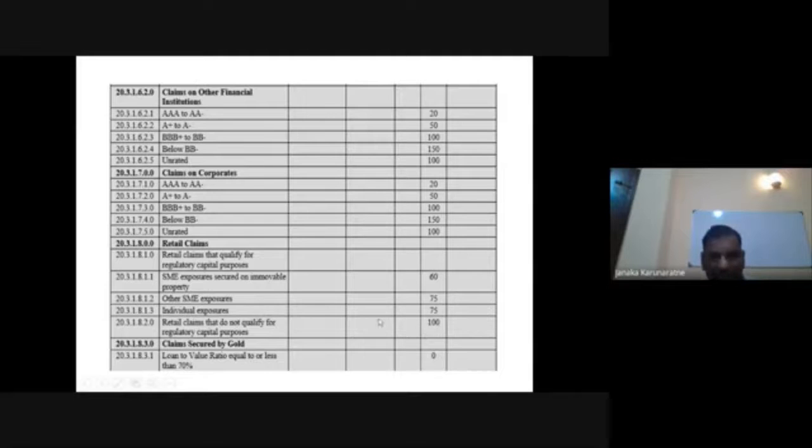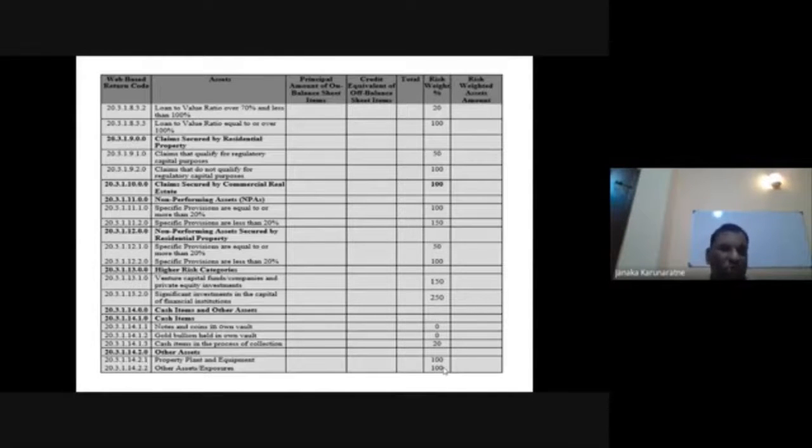Likewise, for example, claims secured by loans. Now, loan to value ratio. If you have lent against gold, and the loan to value ratio is less than 70%, it's only zero weighted. So that means you don't have to keep capital. Okay. So this is the basic structure of the standardized approach for credit risk. This covers all balance sheet items and the relevant risk weights.